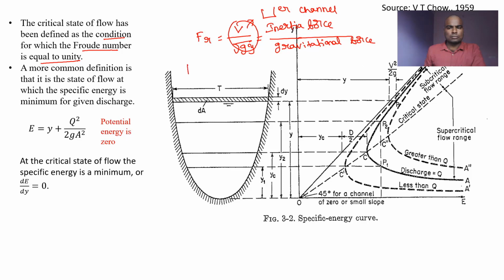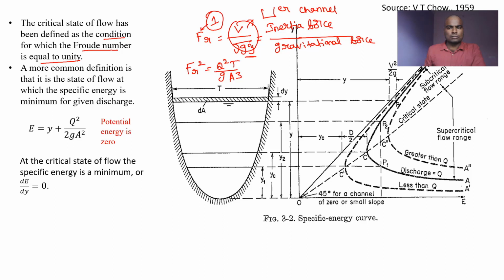A more general formula will be Fr square equals Q square T by g into A cube. I hope I am correct. This is a more general formula, but for the rectangle we can simplify it as V by root over g y. So in this case, Froude number will be 1 for the critical flow.